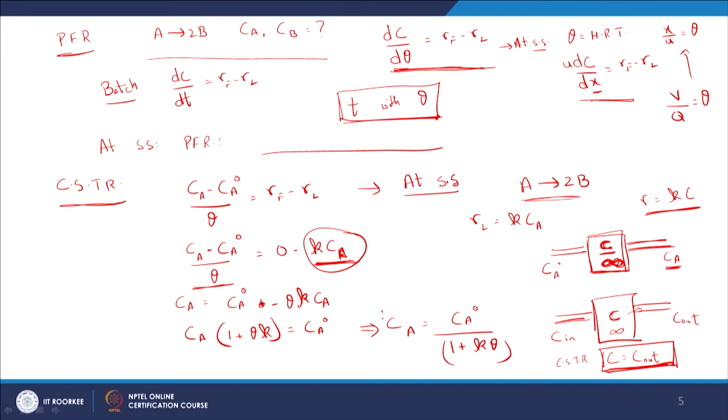So where are we here? So Ca equal to Ca naught by 1 plus K theta. So let's have this, and again let me write that down. Ca is equal to Ca naught in by 1 plus K times theta. So this is what we have.